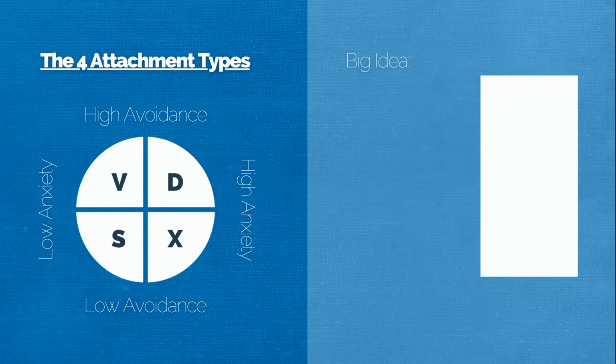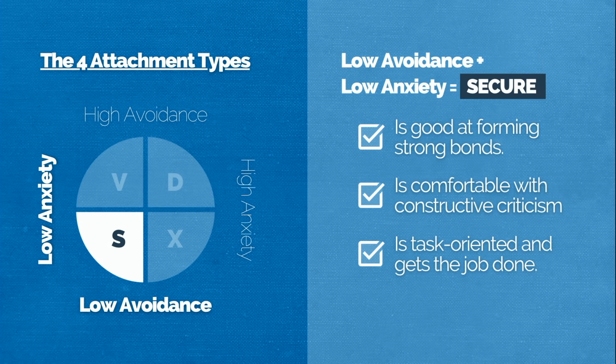All right, the first type can be found in that lower left-hand corner, the S. This is someone who has low avoidance and low anxiety, and we call them secure. You're someone who is good at forming strong bonds. You're someone who's comfortable with constructive criticism, and you're also probably task-oriented, and you like to get the job done.